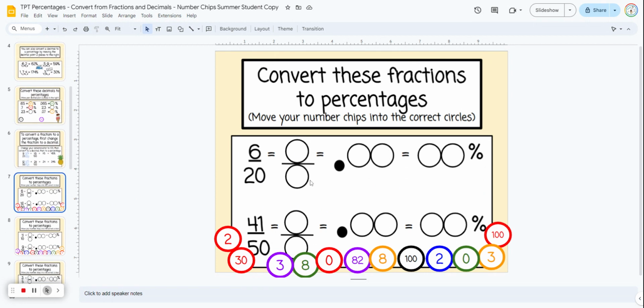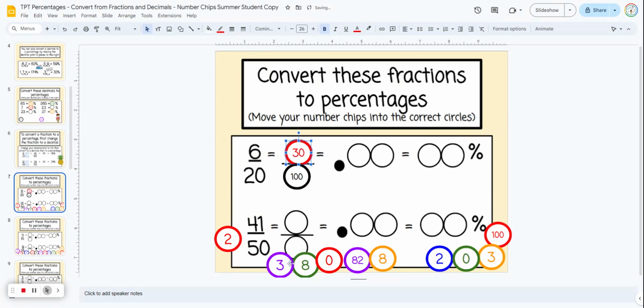Now they're converting these fractions to equivalent fractions with 100 in the denominator. So they know that this has to be 100. And they also know that they have to multiply times 5. So if they multiply numerator and denominator by 5, they're going to get 30 hundredths. As a decimal, that would be decimal point 30, 30 hundredths, which would be 30%.